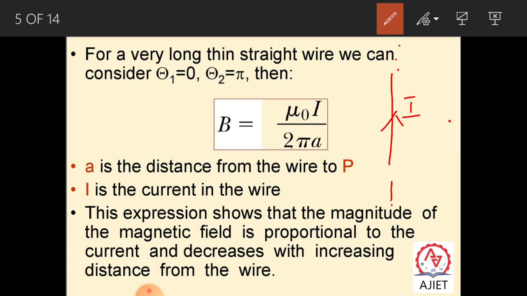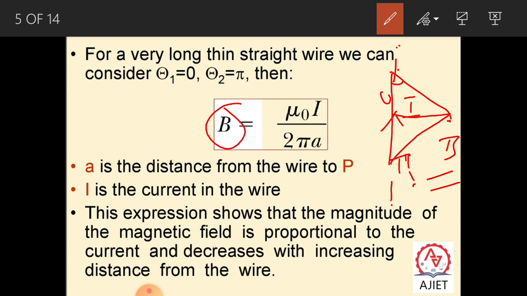In this case, we have to calculate the magnetic field at the point P. Since the wire is very long, one theta is almost equal to pi, and the other theta becomes almost 0, because it is very long. In such cases, the magnetic field B can be calculated as mu naught I by 2 pi a. What is a? a is the distance from the point P to the wire, that is, from the center to the point P.